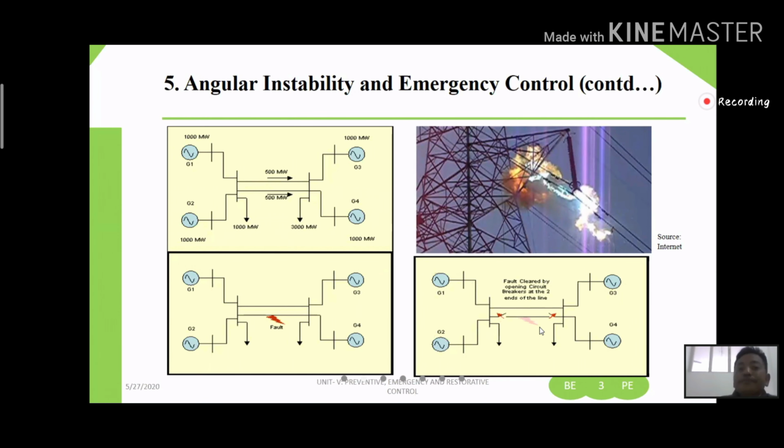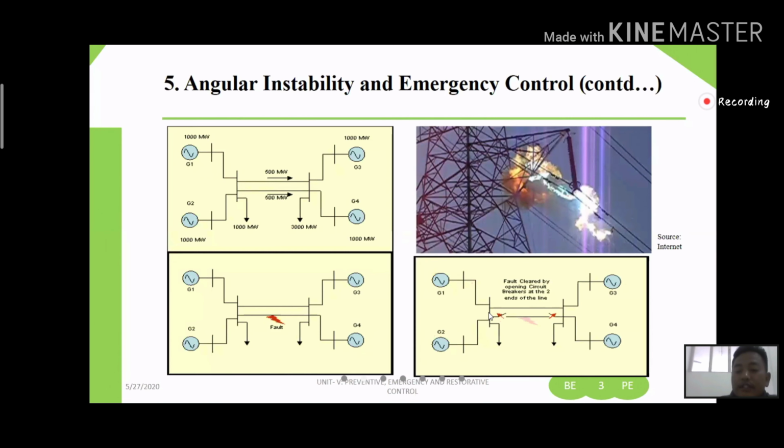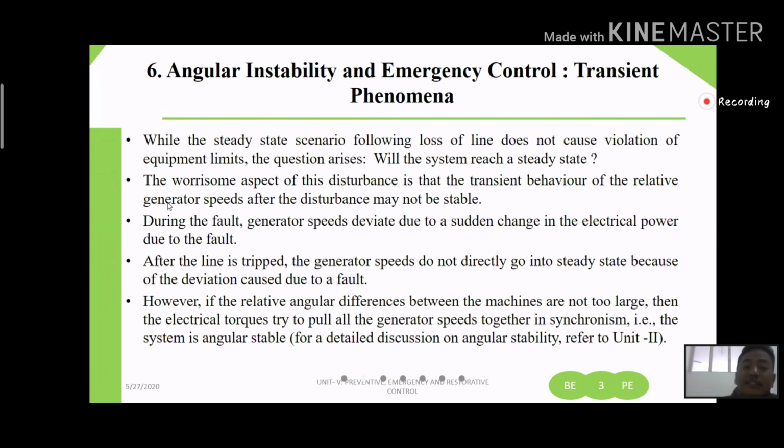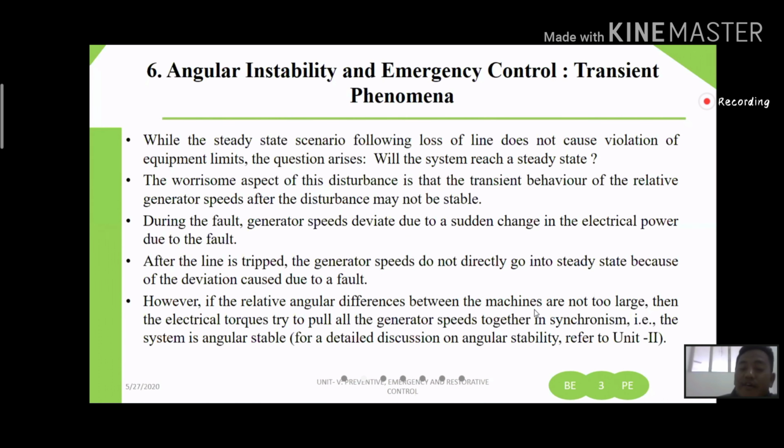So now what we can see is that everything is within the limit, meaning the equipment limit. But we have to ask ourselves this question: when the steady state scenario following the loss of a line does not cause violation of equipment limits, as here where it has not violated any equipment limit, a question arises: will this system reach a steady state or not?